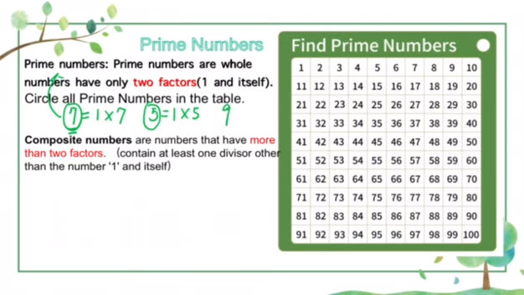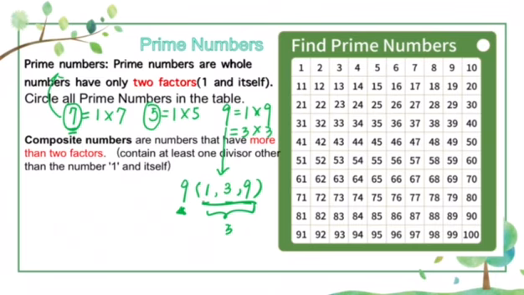So how about 9? 9 equals 1 times 9, right? But can you find any other integers? Yes, of course, 3 times 3. So 9 has factor 1, factor 3, and factor 9. In total, it has 3 factors. Besides 1 and itself, 9 also has the factor 3. So 9 is not a prime number.